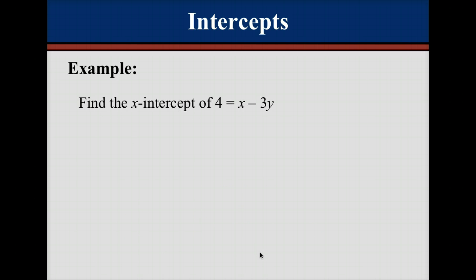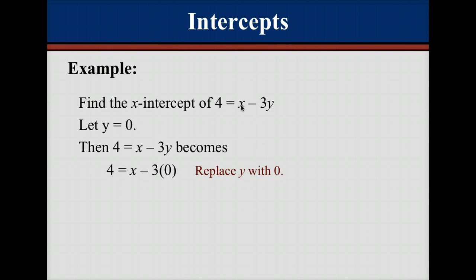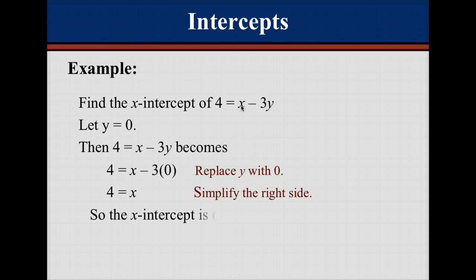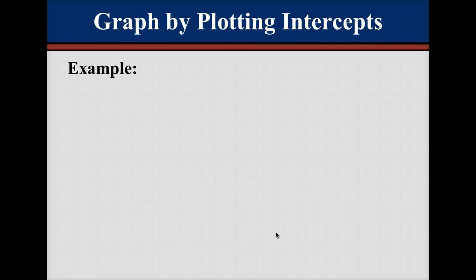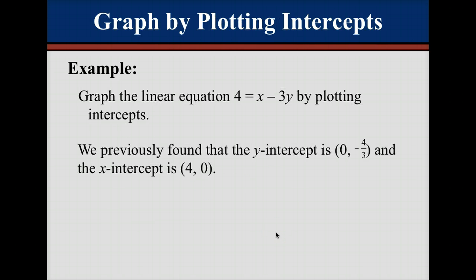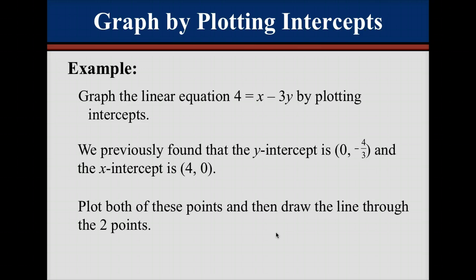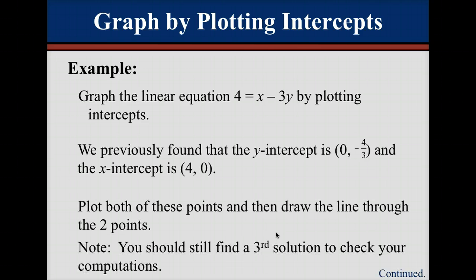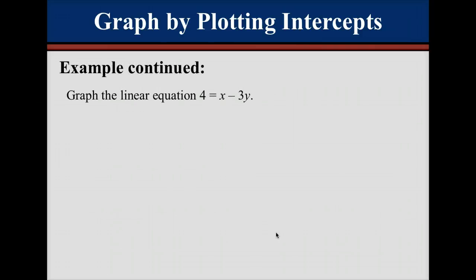Now let's find the x-intercept by substituting a 0 in for y. We're going to solve for x. And that means x is going to be 4, so our x-intercept is 4, 0. So we found the x and y intercept. We can plot those 2 points, but we still should find a third solution just to check our computation.